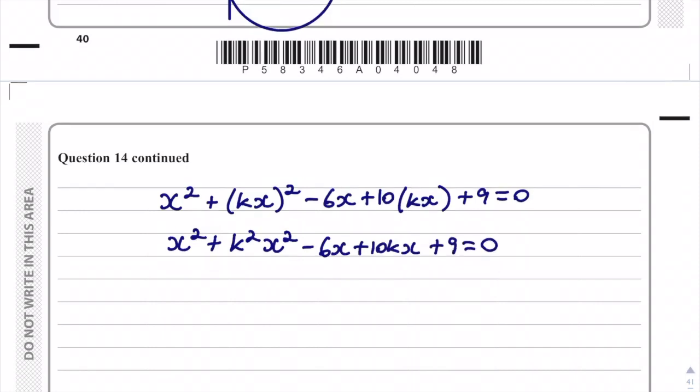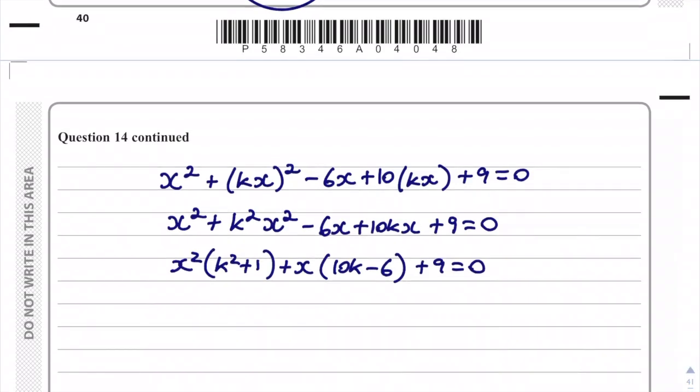I can then work out my coefficients for x squared and x by factorising out x squared, so I get k squared plus 1. And then here I can factorise out x, so I get 10k minus 6, and then plus 9 equals 0. So now I've got my quadratic equation, which I need to find solutions of x. But rather than solving it, we're going to use the discriminant. The discriminant is b squared minus 4ac.